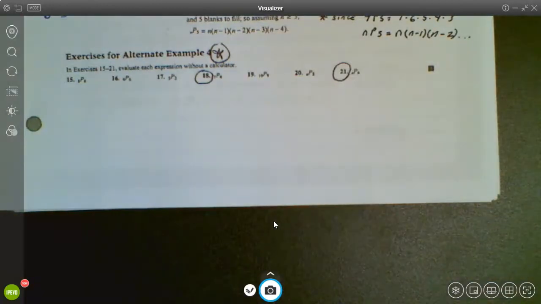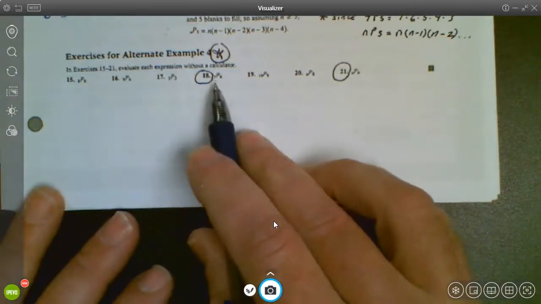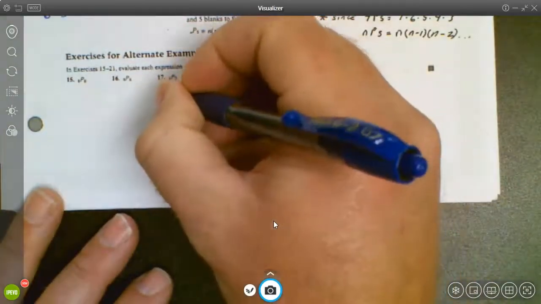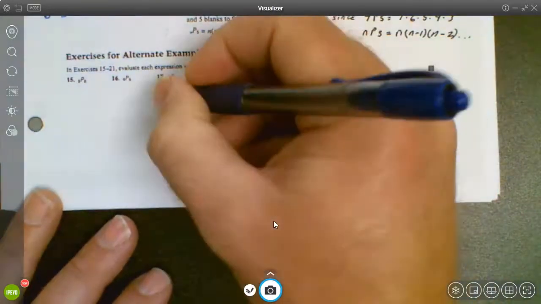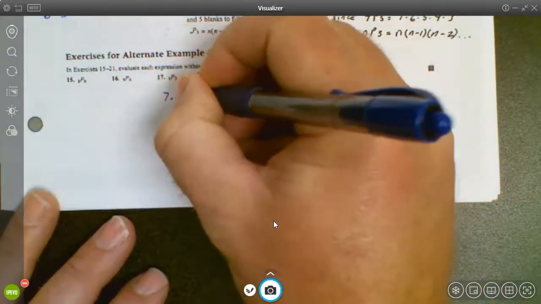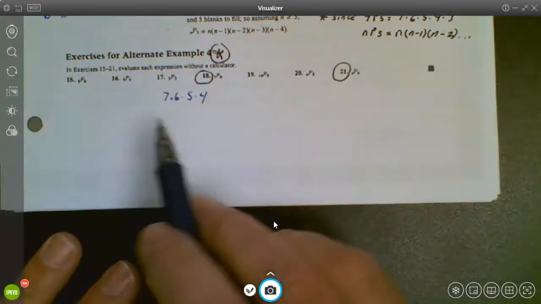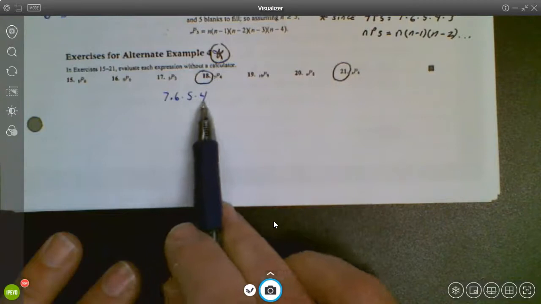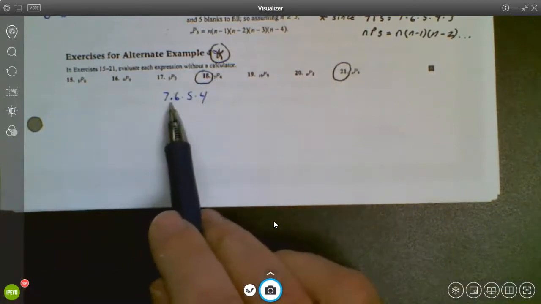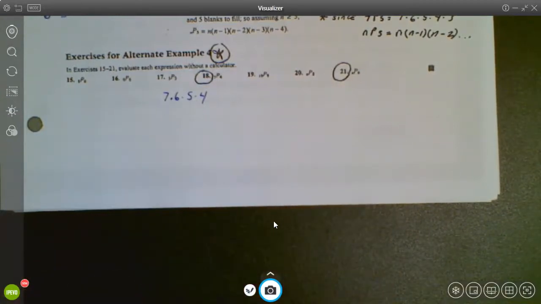So if I wasn't using a calculator, how would I do this? Again, I would start with 7, and I would count down until I had 4 places filled. Done. So there's 1, 2, 3, 4, so I got to stop there. Now I could multiply those 4 numbers together. So 42 times 20 is going to give me 840.